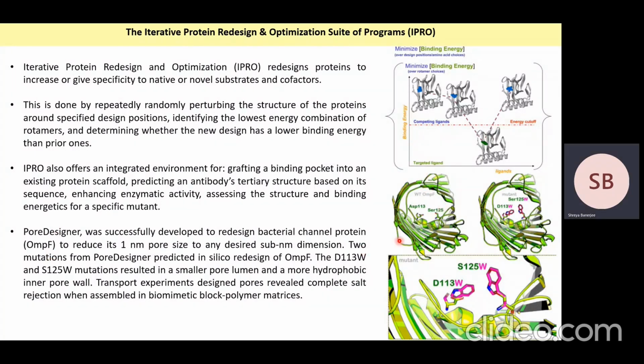Another example is designing a bacterial channel protein with a specific pore size. Pore Designer is a software that was successfully developed to redesign a bacterial channel protein to reduce its 1 nanometer pore size to any designed sub-nanometer dimension. Two mutations were predicted: one is changing aspartic acid to tryptophan, and another is changing serine to tryptophan. Tryptophan, being a much larger and hydrophobic group, makes the hole size smaller as well as more hydrophobic. So like this, different predictions can be made.